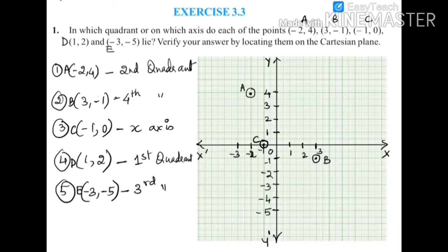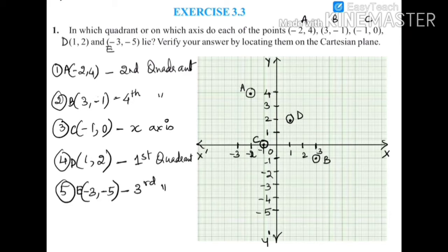Fourth point has coordinates 1, 2. So from origin we will move 1 unit along the positive x-axis and 2 units along the positive y-axis. So we reach here, and this point is D.